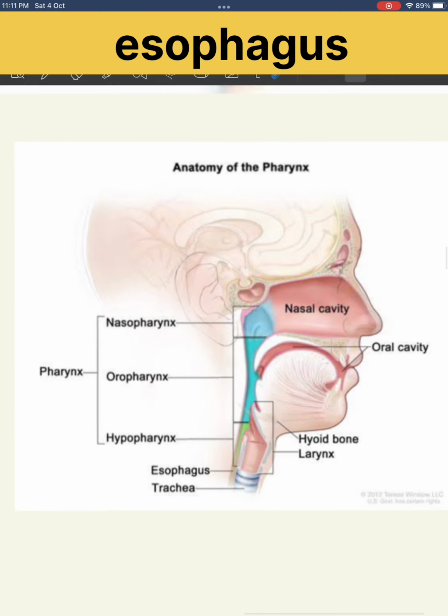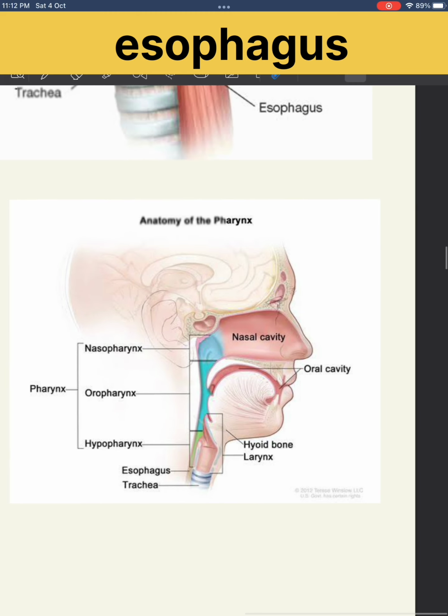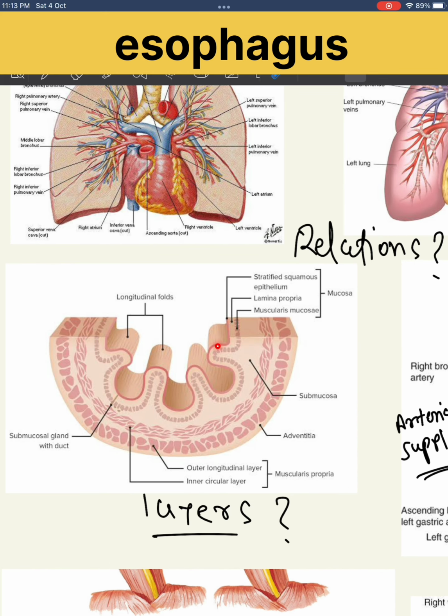Now we will see this one too. See, this one is a pharynx, nasopharynx, oropharynx, and then this hypopharynx. So this is cricoid cartilage. Esophagus starts from this lower border of cricoid cartilage. So there are four layers in esophagus. One is mucosa, second is submucosa, third is muscularis propria, and then fourth is adventitia. There is no serosa in esophagus.